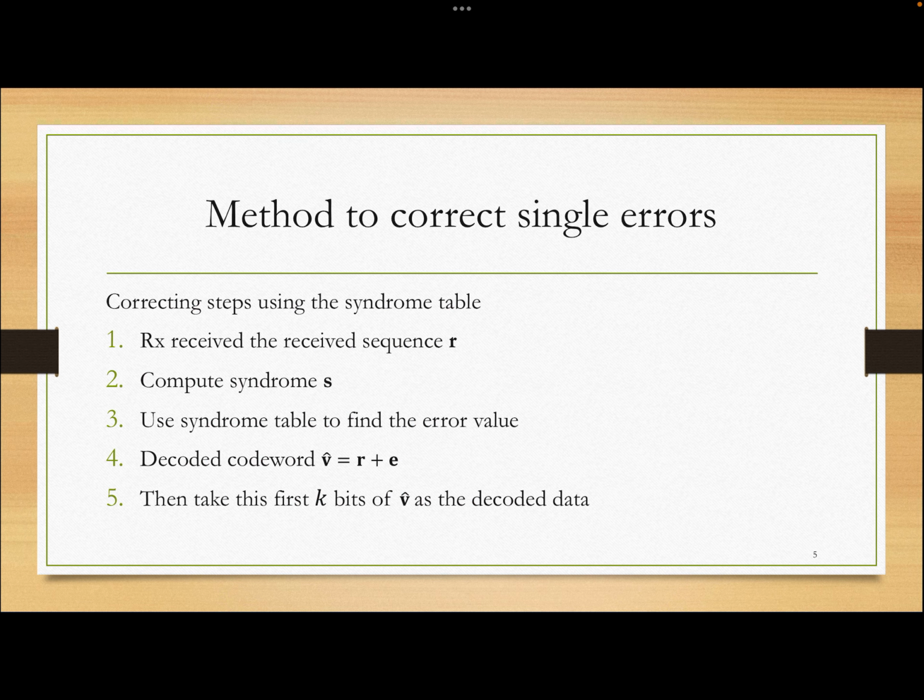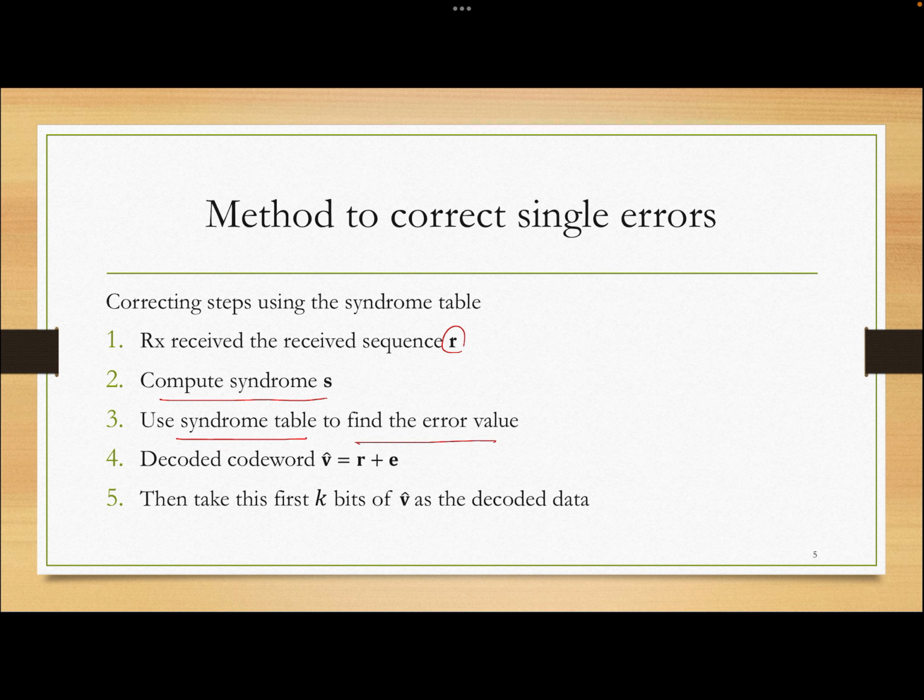Now the method to correct single errors, the correcting steps using the syndrome table, is done by first the receiver receiving the received sequence R, and it will compute the syndrome S. Syndrome can be computed three ways. First is the modulo 2 addition, second is the polynomial, and third is the chip register. Usually by hand I use modulo 2 addition, it's easier to do. Anyway, then you find the syndrome, and use the syndrome table to find the error values.